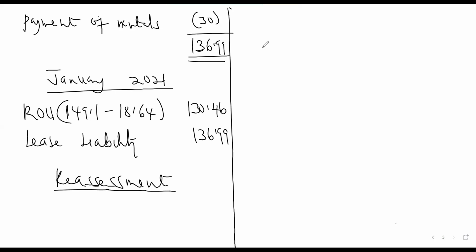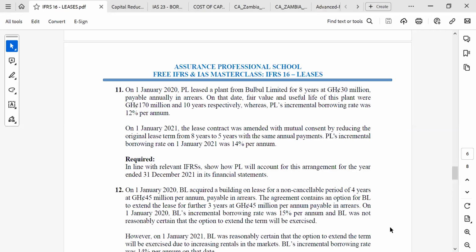So what is now on January 1? What is happening? What is the question saying? On January 1, the lease contract was amended with mutual consent by reducing the original lease term from 8 years to 5 years with the same annual payments. The PLC's incremental borrowing rate on 1st January 2021 was 14%. What is happening now? They say that the lease period is supposed to be 5 years, not 8 years.